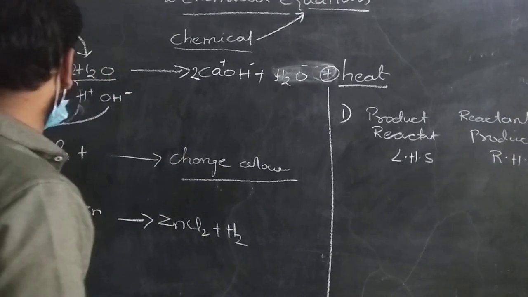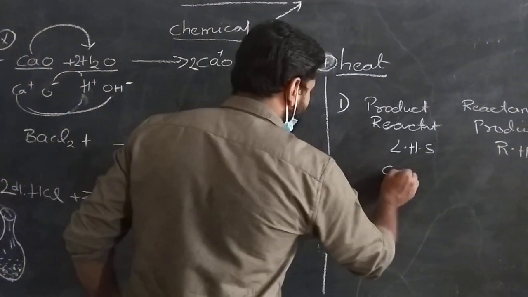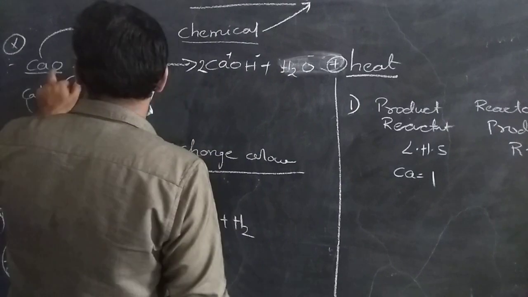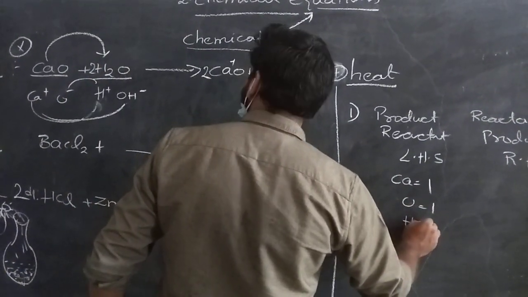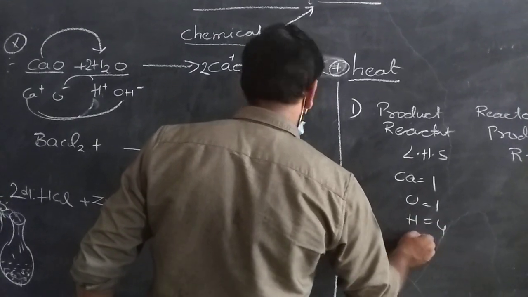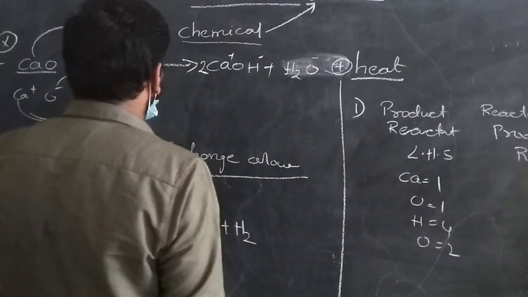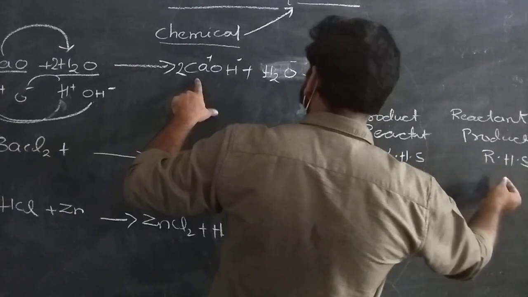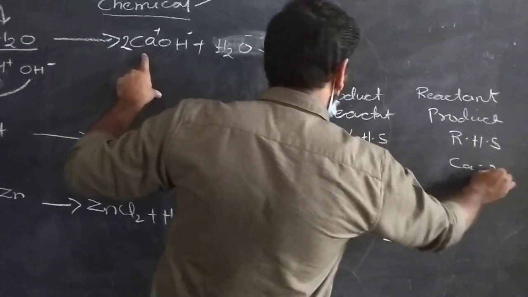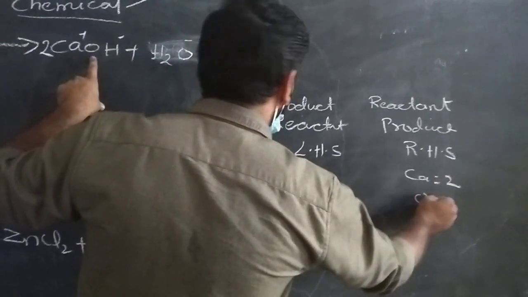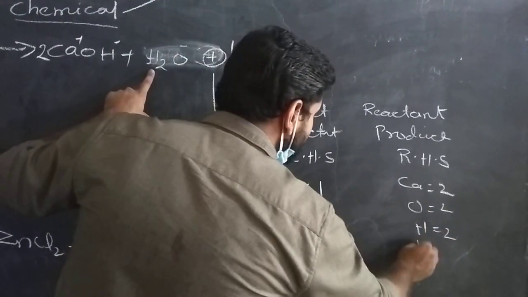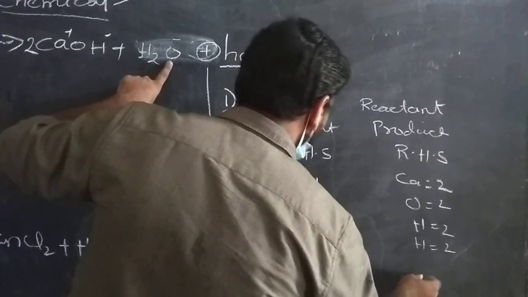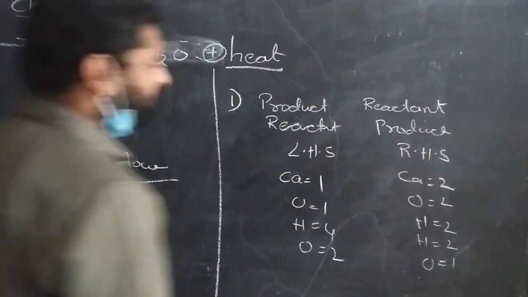Let's take this equation that we have now. Let me say that this is not a balanced equation. Ca is 1, O is 1 here. Hydrogen is 4, O is 2. Again, coming to the RHS side, what is there? Ca is 2, O is 2. H is 2. Again hydrogen is 2 here. O is 1. Now let's imagine what happens here.